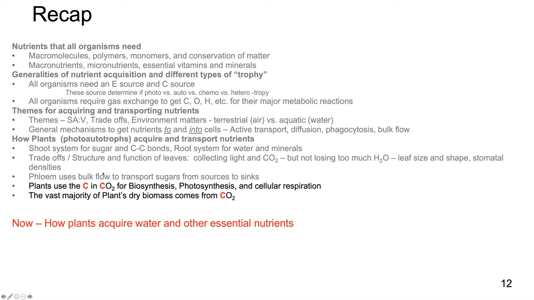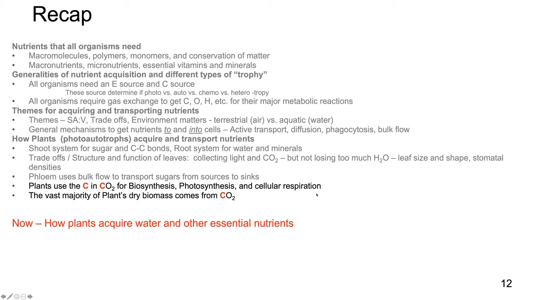And in the previous lecture we talked about the use of carbon from CO2 for biosynthesis, photosynthesis, and cellular respiration, and how plants acquire the vast majority of their dry biomass from converting the carbon in CO2 into carbon in the biomolecules that make them up. And now what we're going to talk about is how plants acquire water and other essential nutrients. So if you haven't covered these previous slides, please look at those before you proceed.